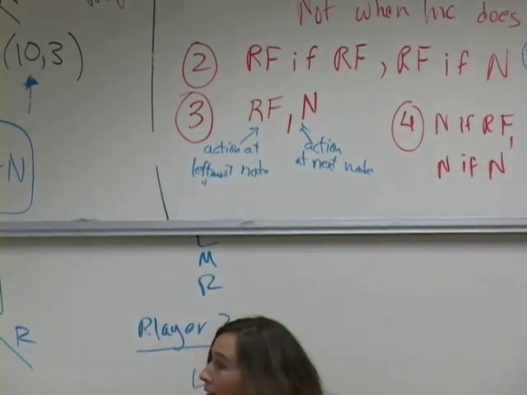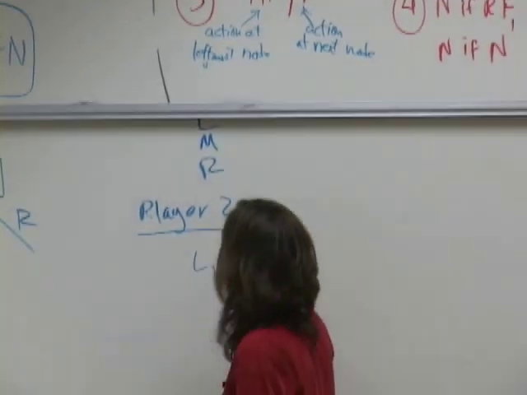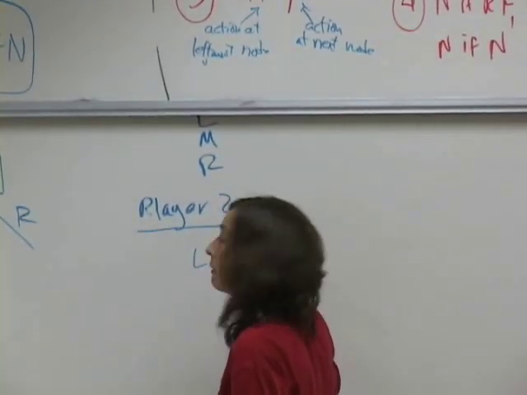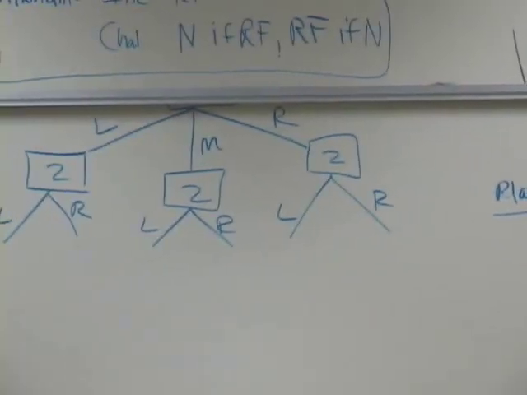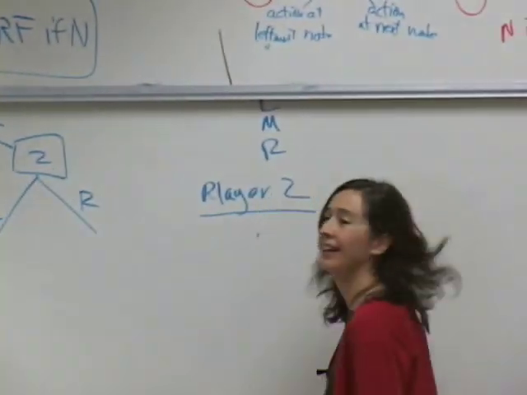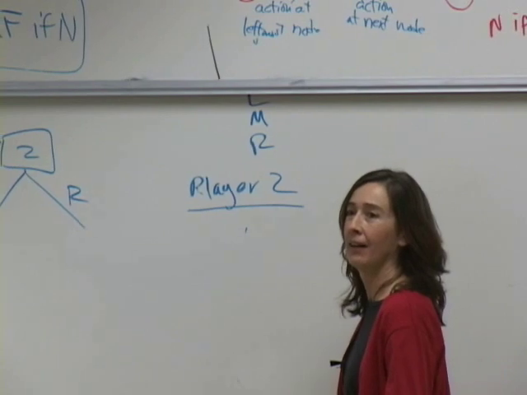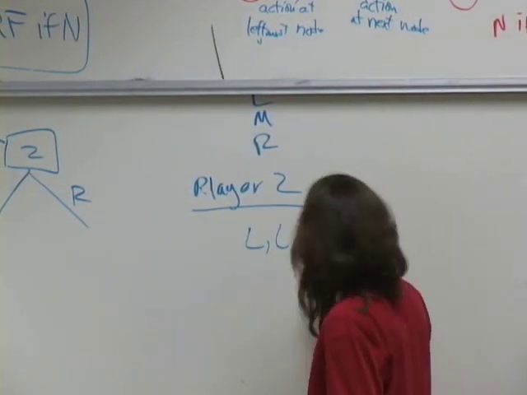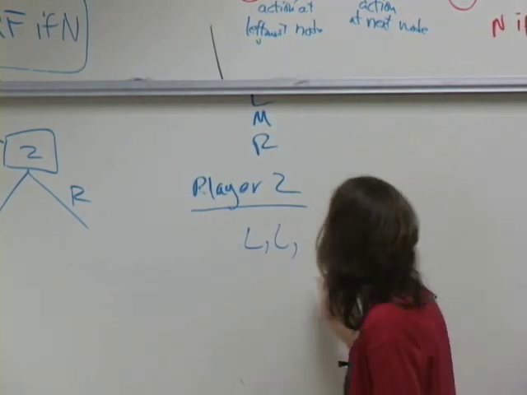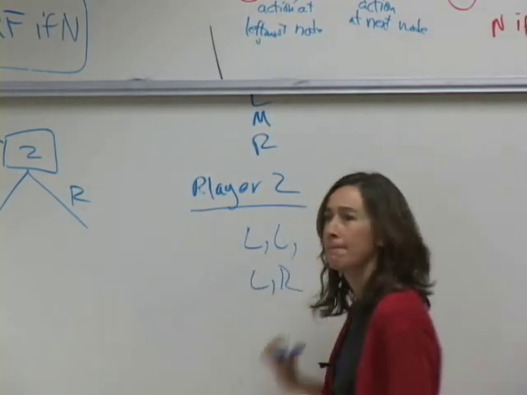L, comma, L. What, actually, say the whole thing. Say the whole thing. Let me. L, comma, L, and then L, comma, R, or R, comma, L. Not quite. So you were thinking of L, comma, R? Okay.